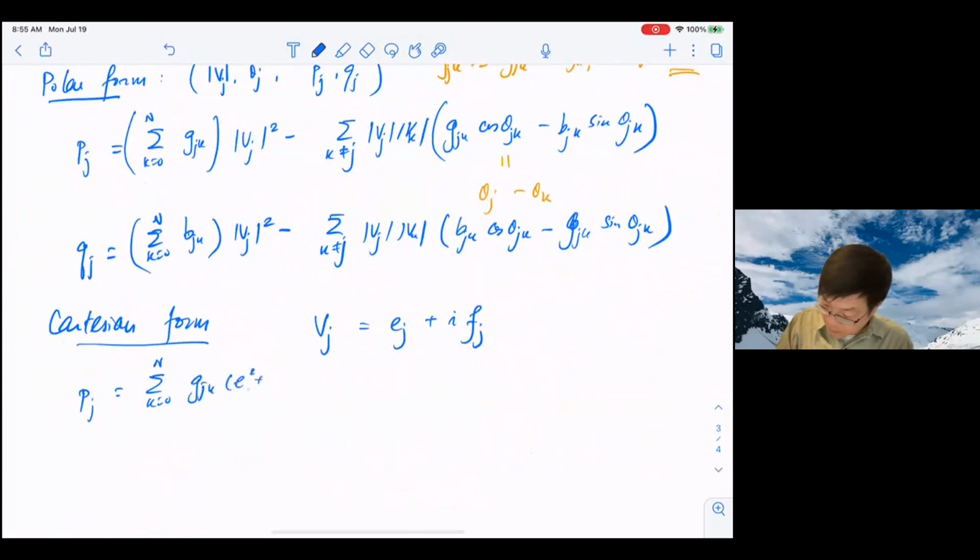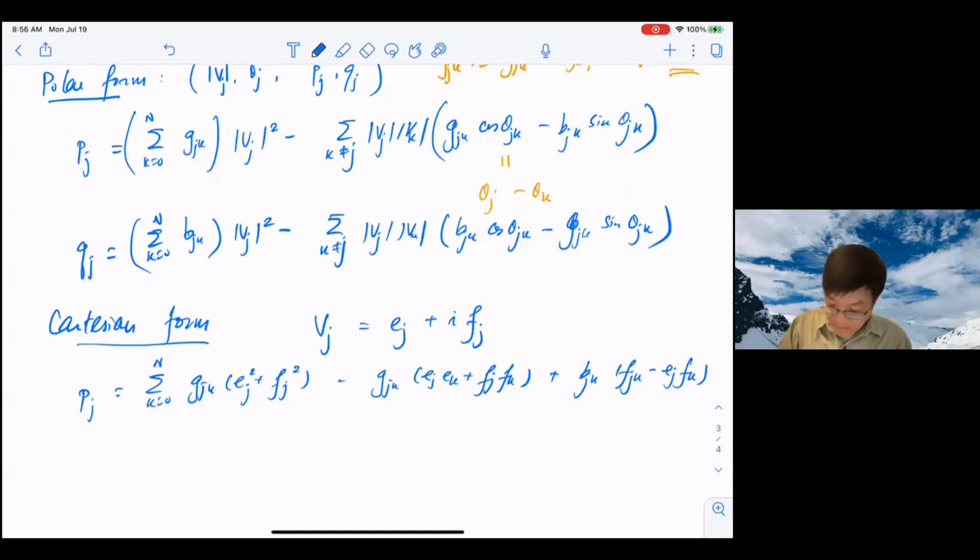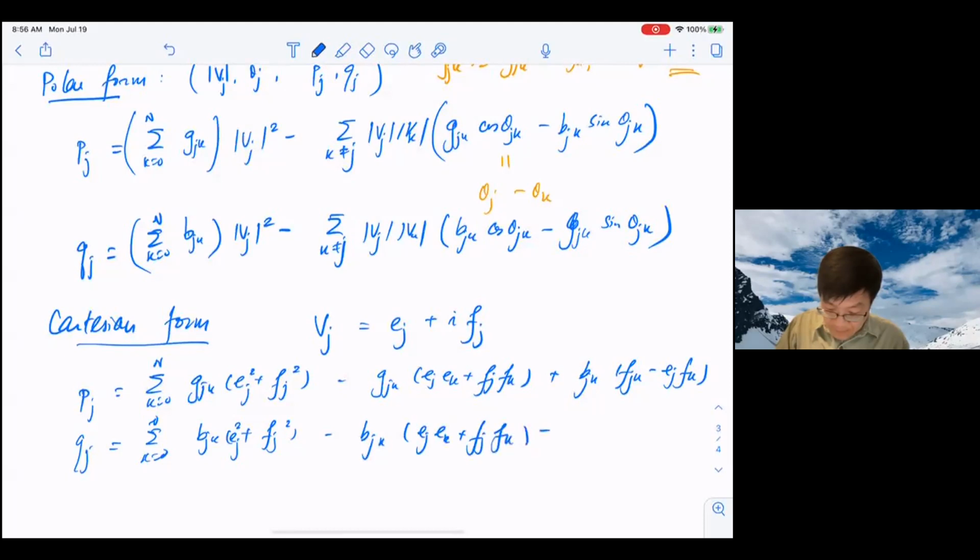Gjk, Ej square plus Fj square, minus Ej Ek, minus Ej Fk, and Qj, Bjk, minus Bjk, Ej Ek, Fj Fk, minus Fj Ek, Ej Fk.